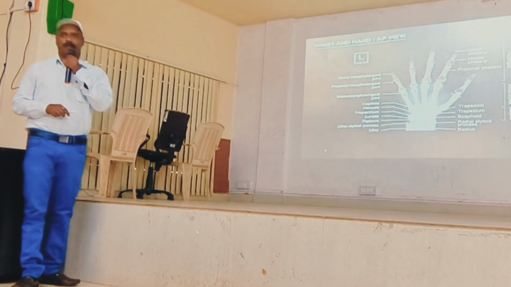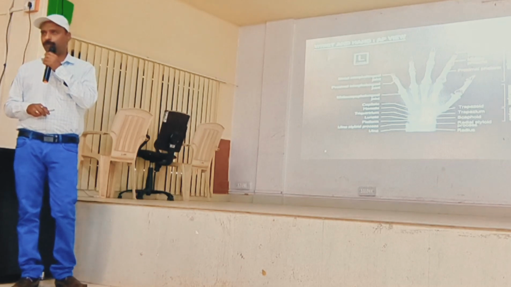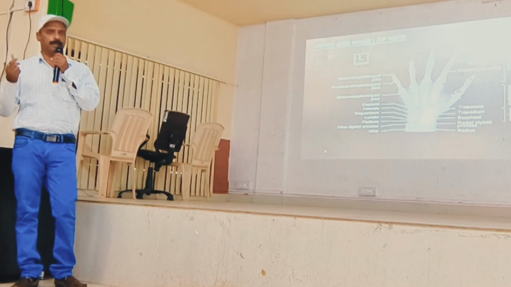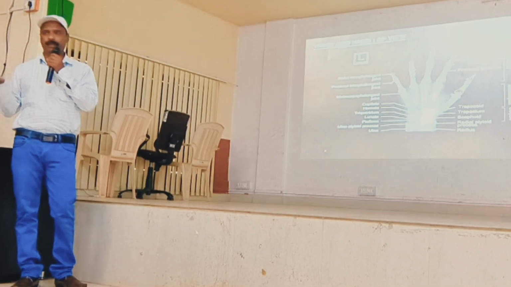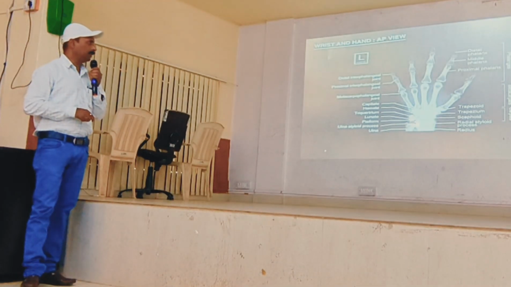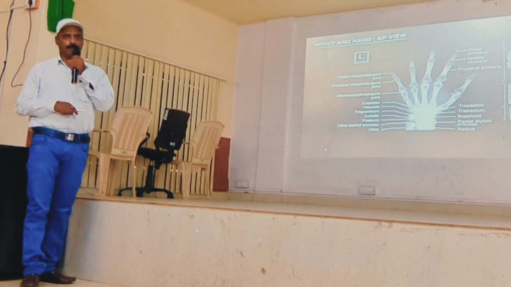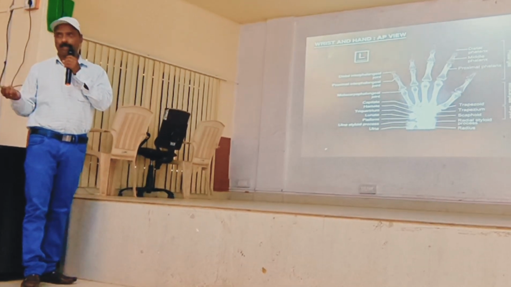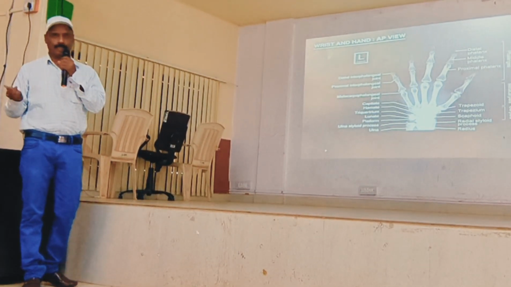When you take the X-ray of the hand, you can see all 7 or 8 carpal bones, and 7 tarsal bones in the foot. So identifying all these bones is very important. The hook of the hamate, you have to find out in the X-ray.